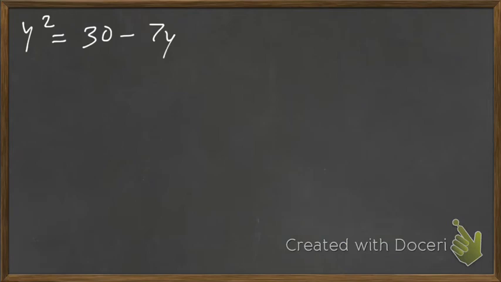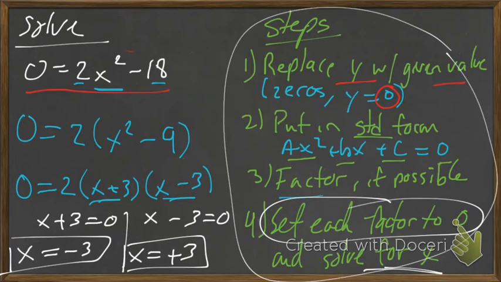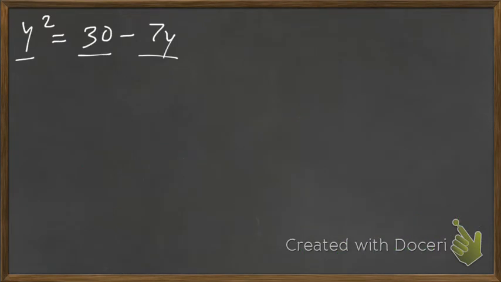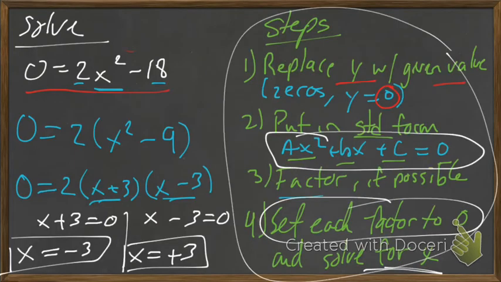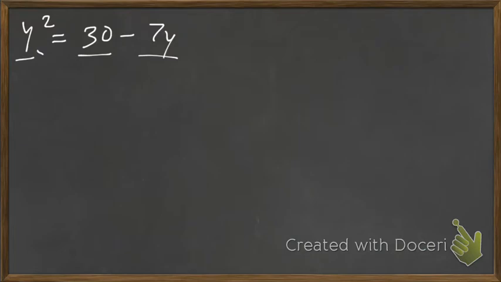Looking at our next example, we're going to keep in mind these steps going forward. So I have y squared is equal to 30 subtract 7y. First thing I see is that this isn't in standard form, so I'm going to try to put it into standard form, which, if we recall, is ax squared plus bx plus c is equal to 0. So, if I wanted to rearrange this, where would each value go? I already have my y squared in here.